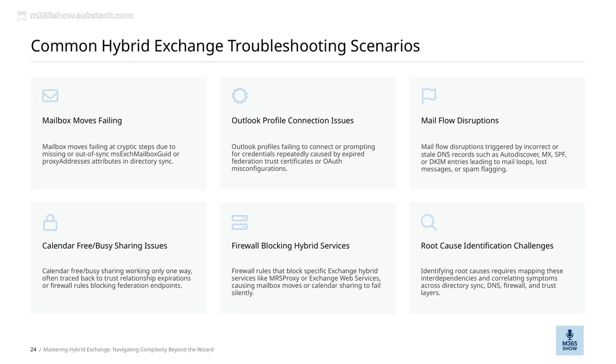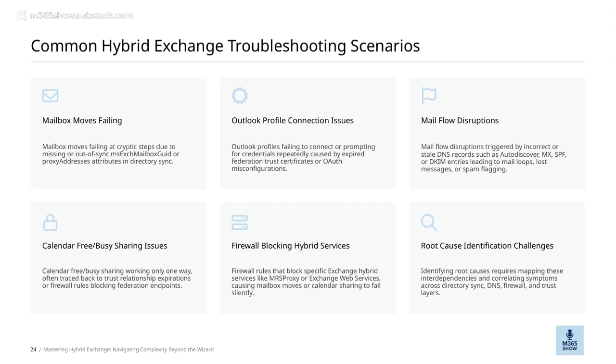When troubleshooting hybrid Exchange environments, it's crucial to understand that many issues stem from complex interdependencies. On this slide, we're focusing on identifying root causes by mapping these connections and correlating symptoms across various layers such as directory sync, DNS, firewalls, and trust relationships. Let's start with firewall rules. Sometimes they block specific hybrid services like MRS Proxy or Exchange Web Services, which can silently cause mailbox moves or calendar sharing to fail. These failures aren't always obvious, so it's important to check the firewall configuration carefully.